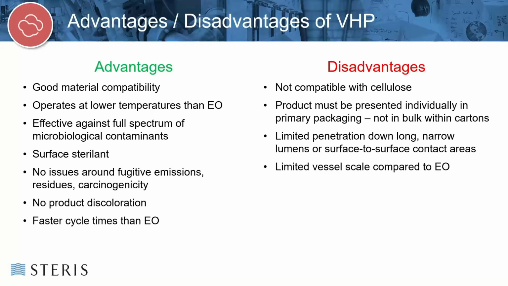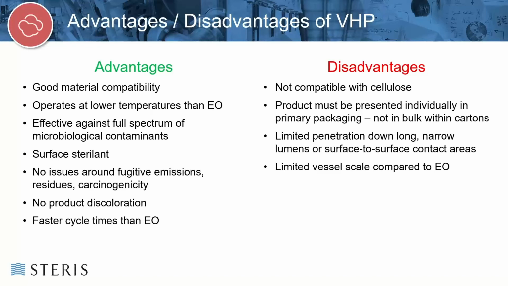Finally, then we have a lot more limited vessel scale with VHP compared to ethylene oxide. As I said, you're never going to get a 16 or 32 pallet VHP chamber. The reason for that being that as VHP doesn't penetrate quite as well as EO, and it does naturally decompose into water vapor and oxygen, if your chamber size is too large, VHP won't be able to penetrate to the center of that chamber with enough power to actually get inside your product and sterilize it fully. And then again, if it's too large, there's also the possibility that it could just decompose into water vapor and oxygen before it sterilizes the product in the center.